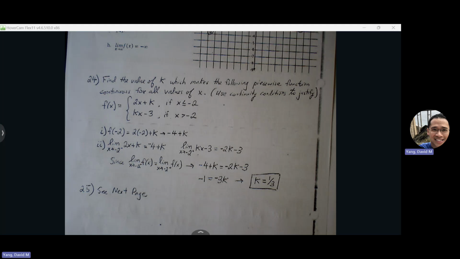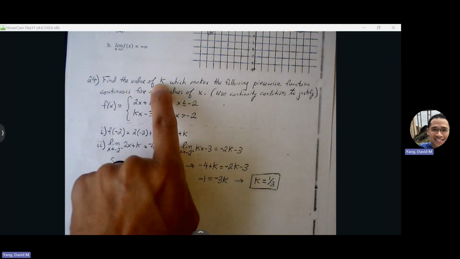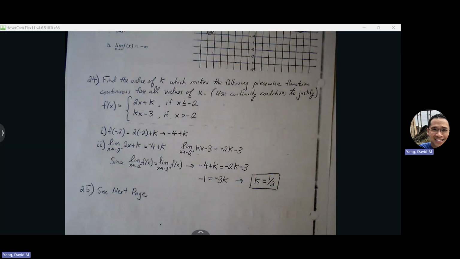So sometimes continuity conditions are used to show if a function is continuous or not. Other times you're using continuity conditions as a framework to help you solve for a missing value to allow for continuity.